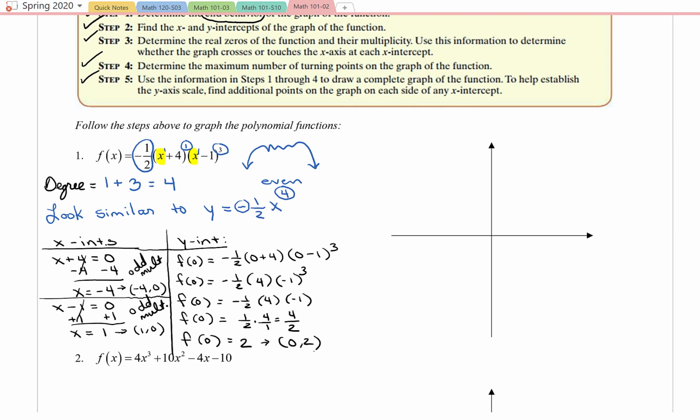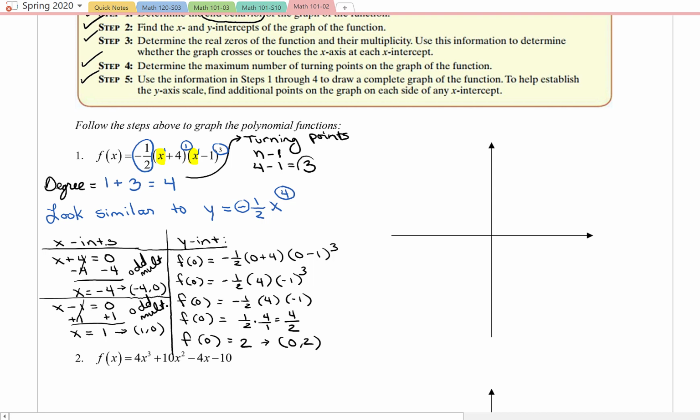So we've basically done step 1, step 2, step 3 in all of this. Step 4 says determine the maximum number of turning points on the graph of the function. Because the degree is 4, that's going to help me in finding the turning points. The formula for turning points is n minus 1, where n is the degree of the polynomial. So this would be 4 minus 1, which is 3.